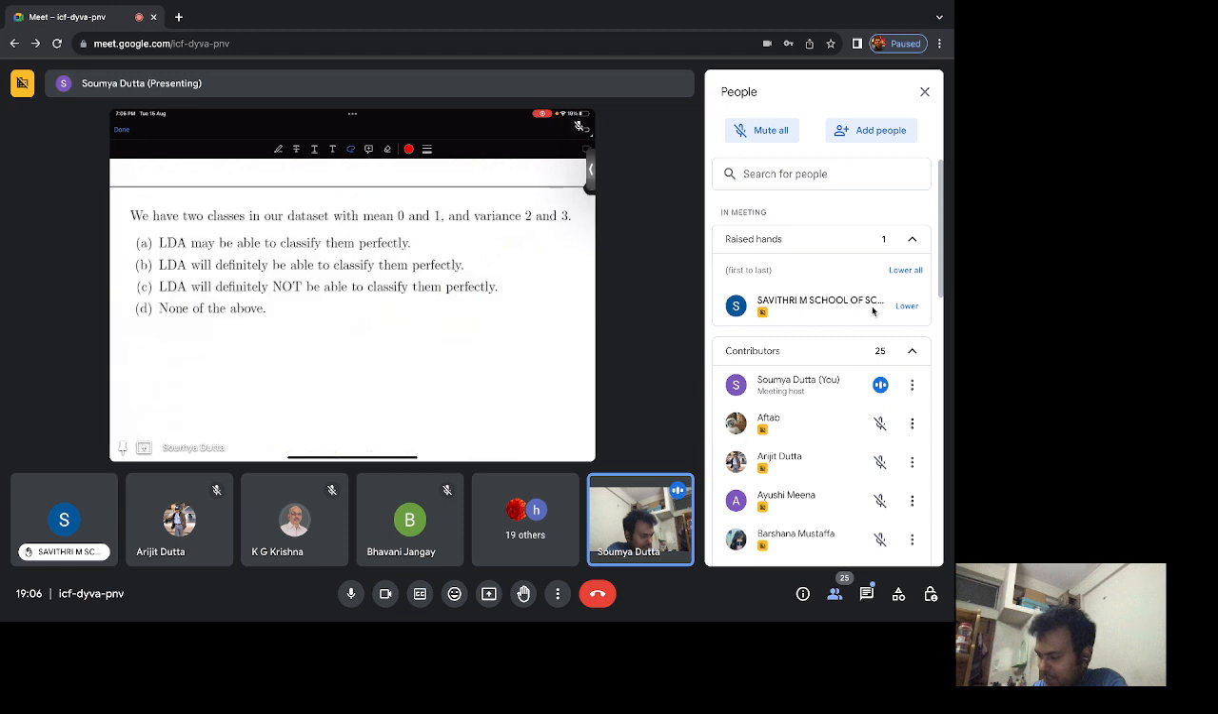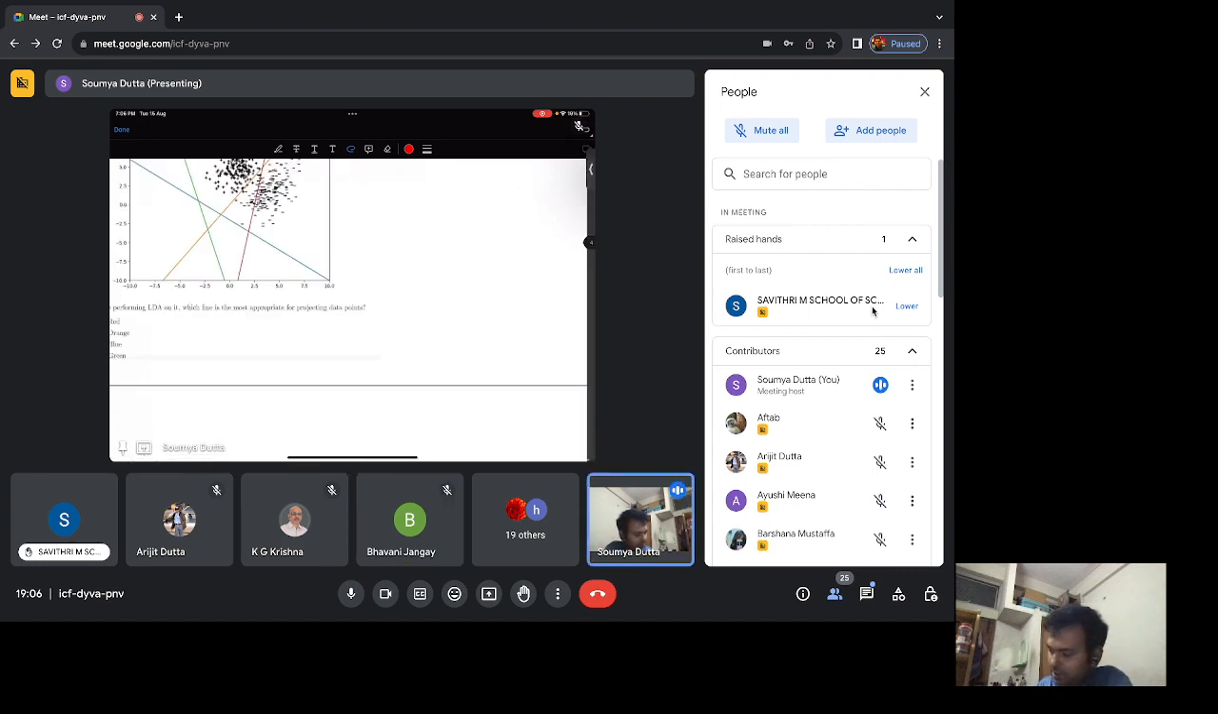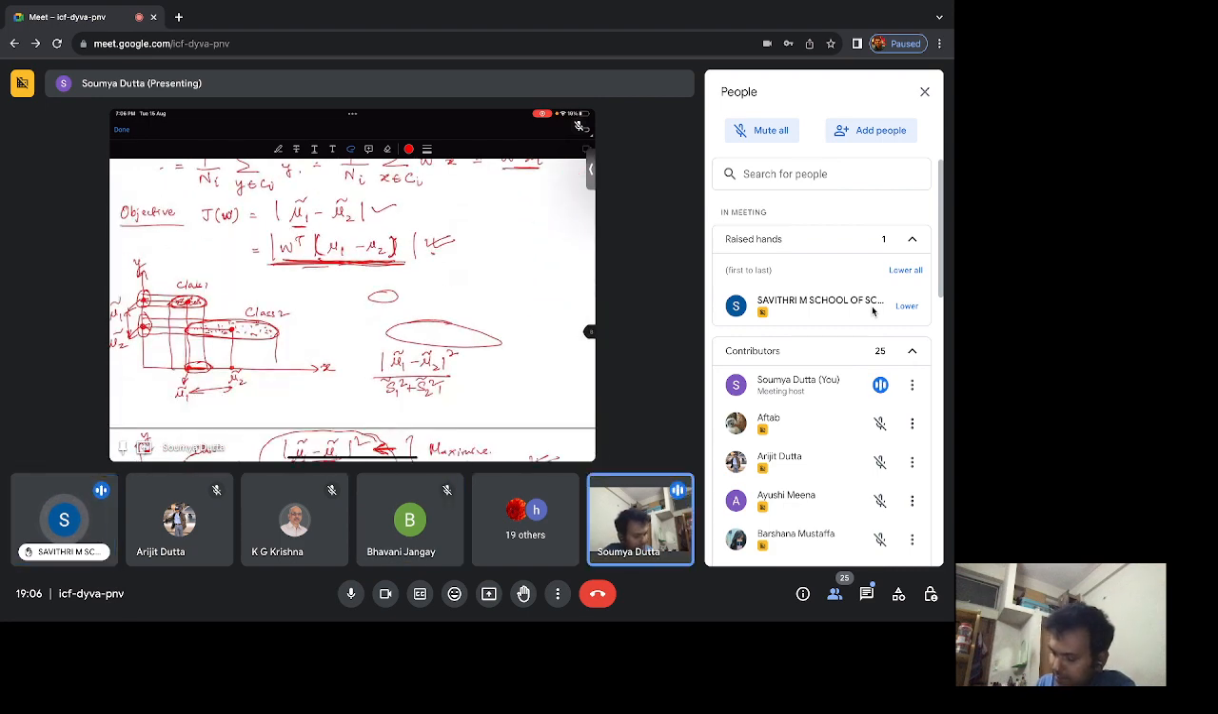Then coming to some very basic questions. The first question is: what is the aim of LDA? Let me go through one by one. Minimize intra-class variability. Intra-class means within a class. Minimize intra-class variability or maximize intra-class variability, which one is correct? Minimize. Yes, because you saw here that there is some noise.